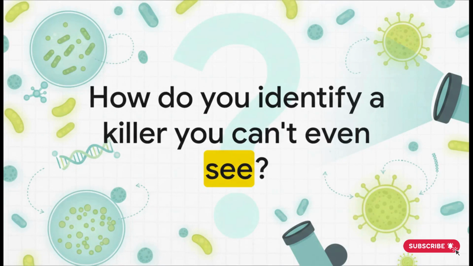In one single drop of water, there could be millions of different organisms. So how in the world does a scientist pinpoint the one that matters? How do you tell the difference between a totally harmless microbe and a really deadly one?